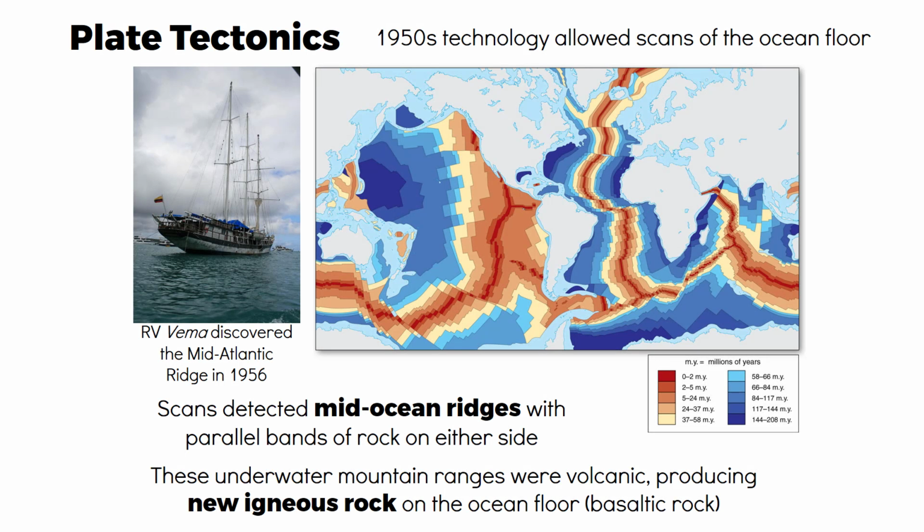The scientific community thought this theory was ridiculous. Continents don't move. Then, a few decades later, it was discovered that the Earth's crust is made up of separate plates floating on top of the molten mantle. In the 1950s, technology had advanced so that scans of the ocean floor were possible. These scans detected mid-ocean ridges in ocean basins with parallel bands of rock on either side. These mountain ranges were volcanic and so produced new igneous rock on the ocean floor, basaltic rock.